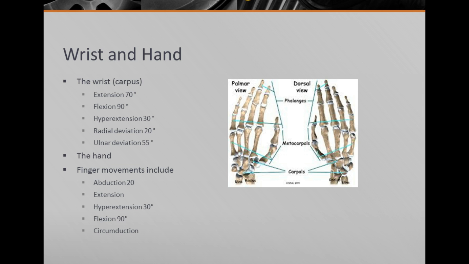The wrist consists of 2 rows of 8 short carpal bones connected by ligaments. The distal row articulates with the metacarpals of the hand. The wrist can extend, flex, hyperextend, radial deviation, and ulnar deviation. The hand has metacarpophalangeal joints, and each finger has interphalangeal joints. Finger movements are abduct, extend, hyperextension, flexion, and circumduction. The thumb can extend, flex, and also opposition.